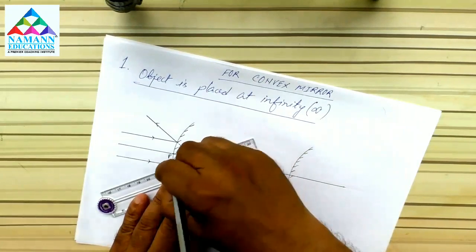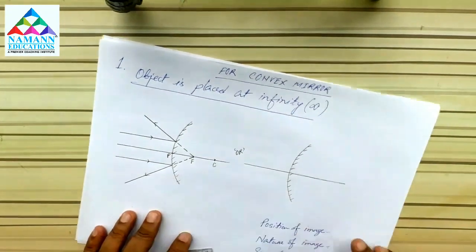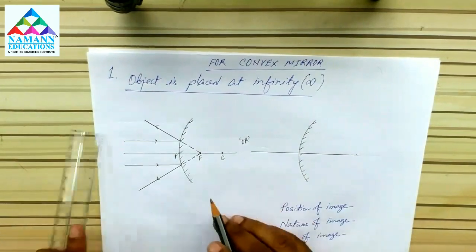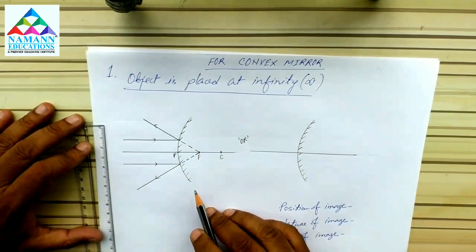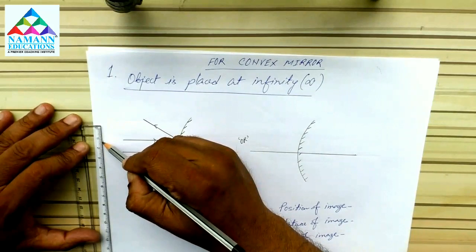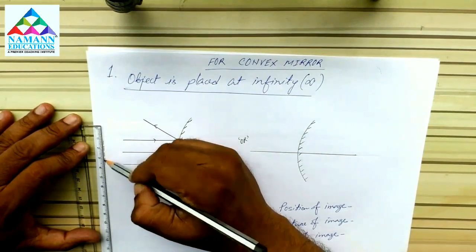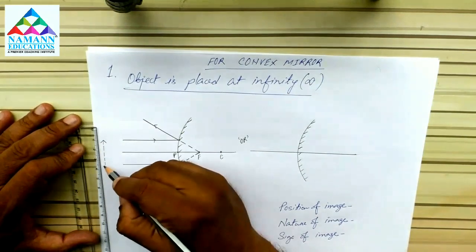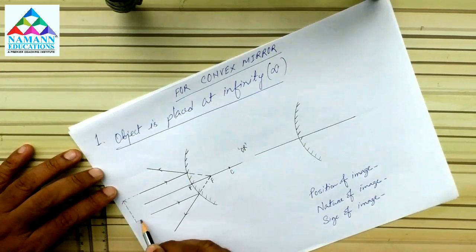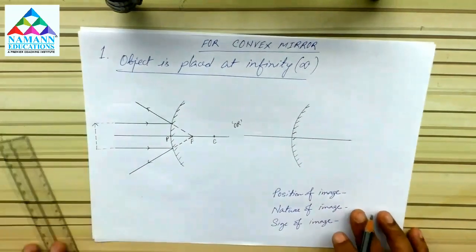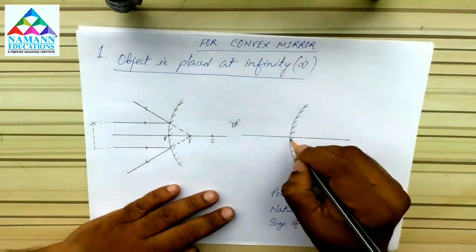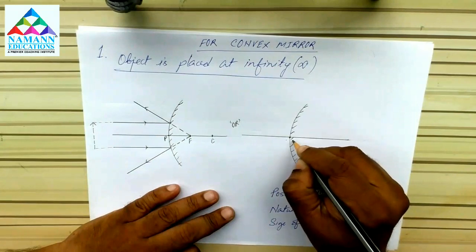So if you look at this diagram, if object is placed at infinity, the image is formed at focus, and if you want, you can draw an object at infinite distance, and from that object we are considering the rays like this. Okay. And in the second diagram, the incident light rays are not parallel to the principal axis, but they are parallel to one another. So here pole, focus, center of curvature.